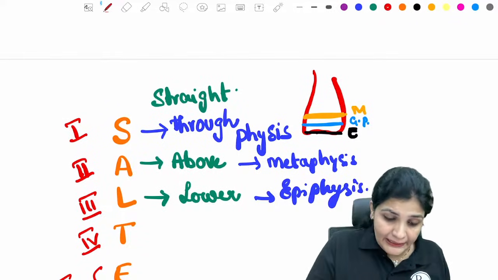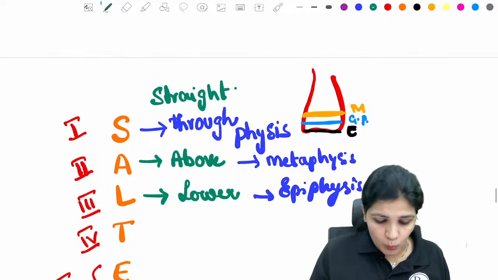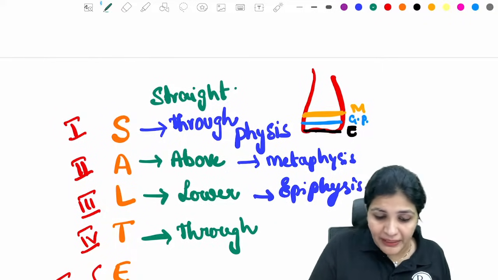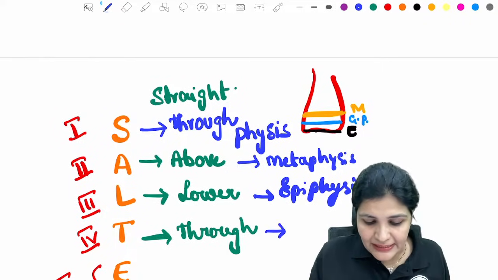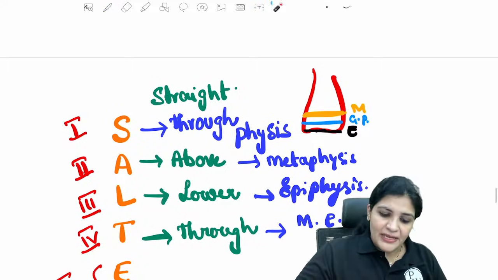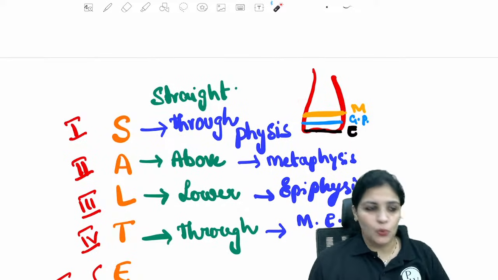Okay, and T stands for through. What is the meaning of through? It indicates the metaphysis, growth plate, that is physis, and epiphysis. So all three are included. The fracture passes from the metaphysis through the growth plate to the epiphysis. So this is through, right?